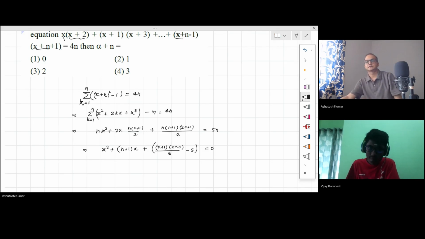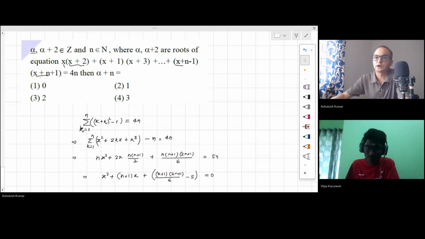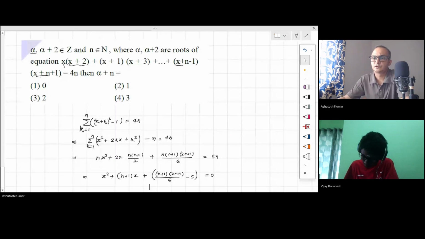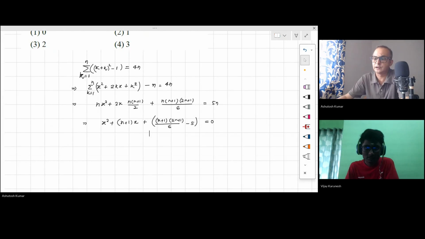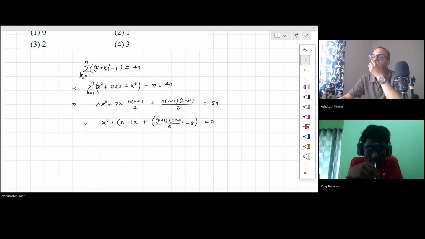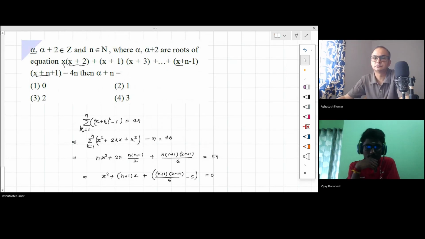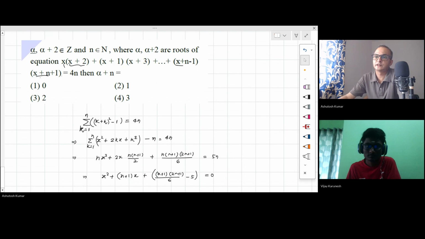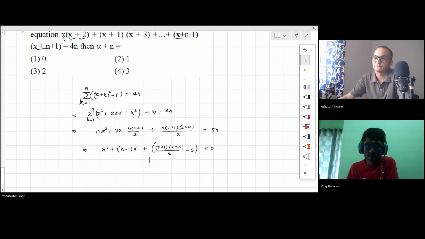Now this is a quadratic equation we have. Alpha and alpha plus 2 are the roots of this equation. So we have to find n as well as alpha. How do we handle this situation? You notice that the difference of roots is always constant, that is 2. If the sum of roots were given, that would be better, but the difference of roots is given. How we can use this fact is a very lengthy process to calculate.